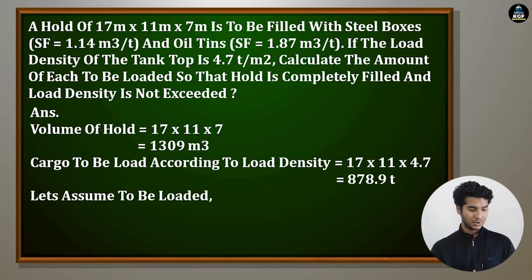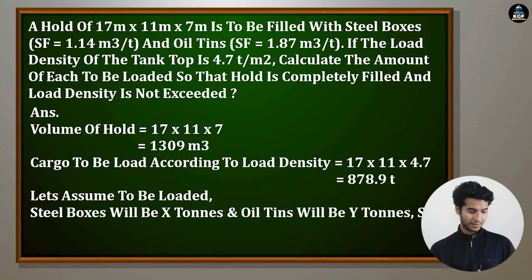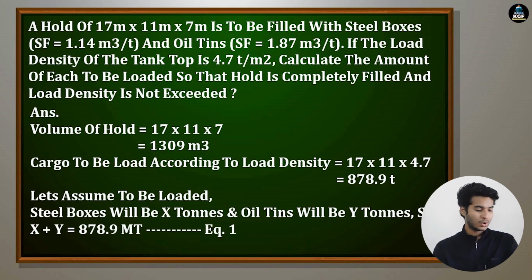So let's assume the cargo to be loaded. Steel boxes will be X tons and oil tins will be Y tons. So we have considered steel boxes as X and oil tins as Y to make our equations. So X plus Y will be 878.9 metric tons. This is going to be equation 1.